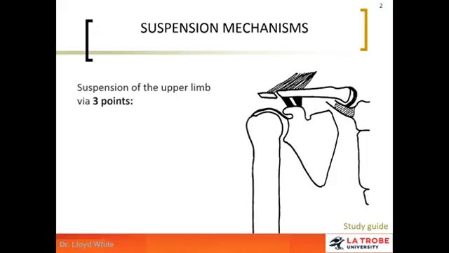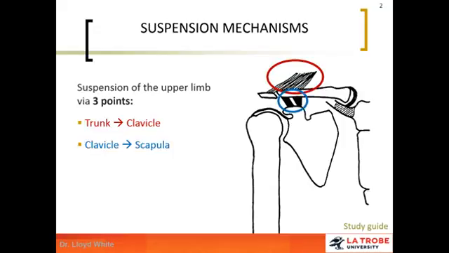So, in a nutshell, there are three mechanisms for suspension of the upper limb from the trunk. The first is from the trunk to the clavicle. The second is from the clavicle to the scapula, and the third is from the scapula to the humerus. First of all, we're suspending the clavicle, we're then suspending the scapula from the clavicle, and then we're suspending the humerus from the scapula.